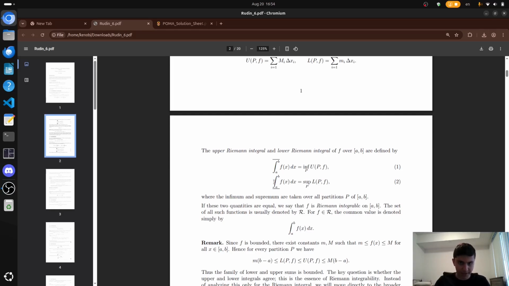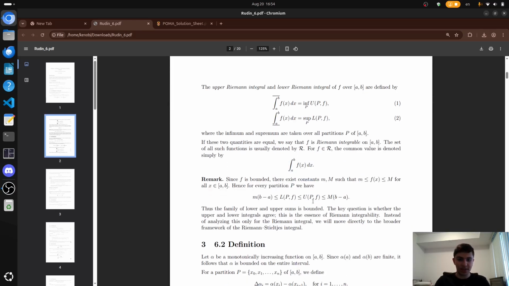The integral exists when these two things are equal, and when it exists, we say that f is in R, the set of all Riemann integrable functions on [a, b]. And we denote it by the integral from a to b of f(x) dx.